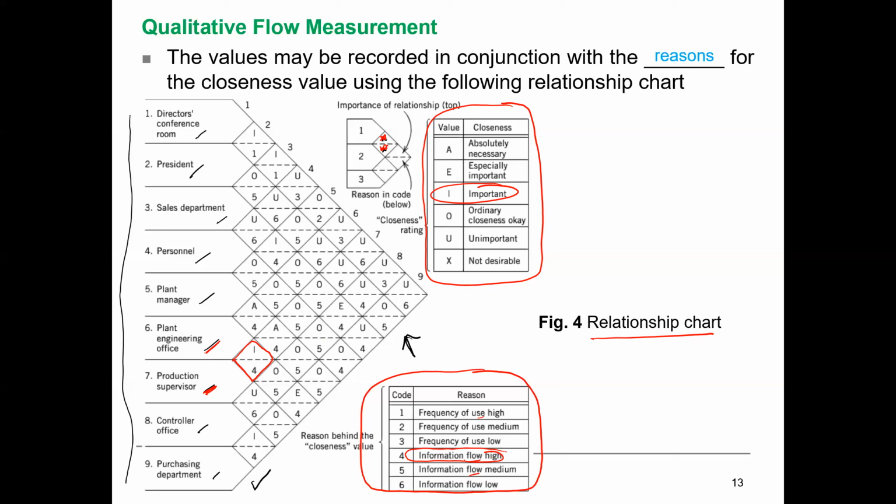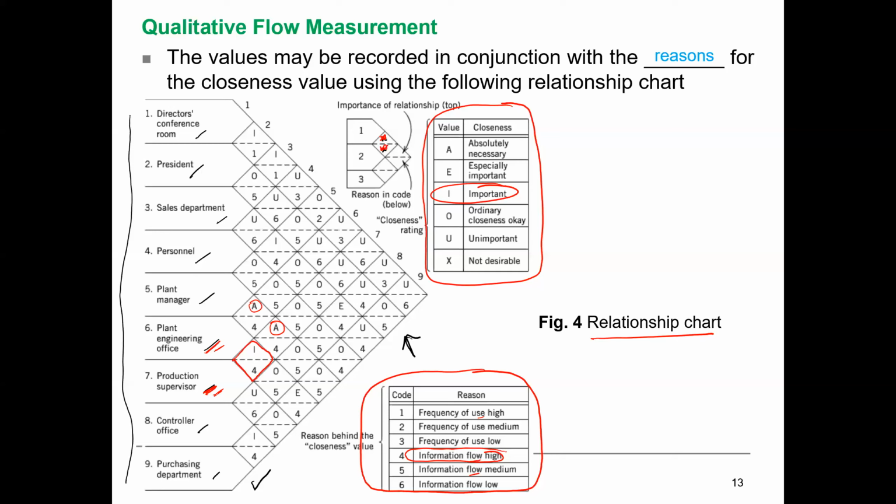And then let's see if we can find an A in this relationship chart. So I see a lot of U's, which means that it's unimportant, but here we go. So we have A here and A here. So the plant manager has to be close to the plant engineering office, and same thing, plant manager has to be close to the production supervisor. And the reason for that, again, is information flow is high.